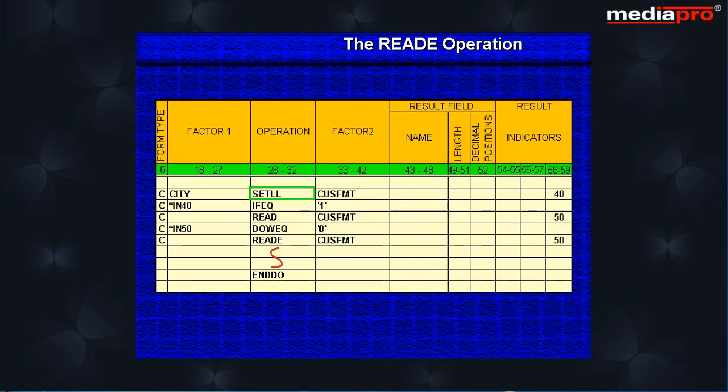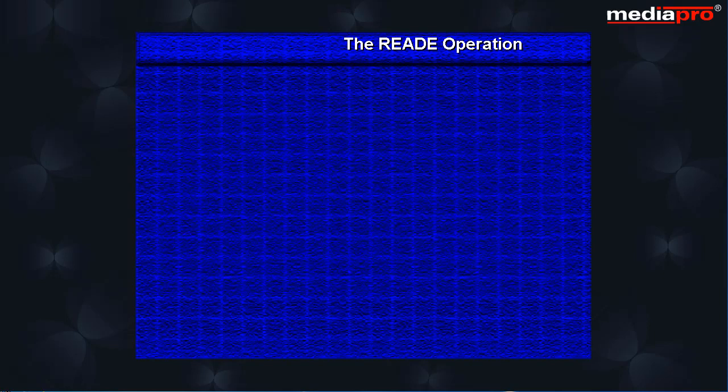You can use a SETLL operation to position the file cursor to the first record in the group and then use the READE operation to process the records with key value equal to that specified by the SETLL operation. As you may have noticed, the SETLL operation requires processing by key.